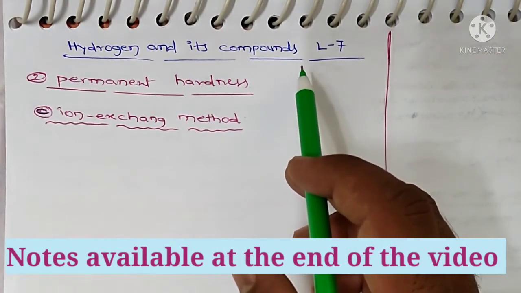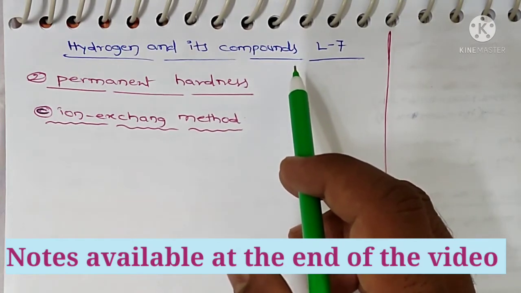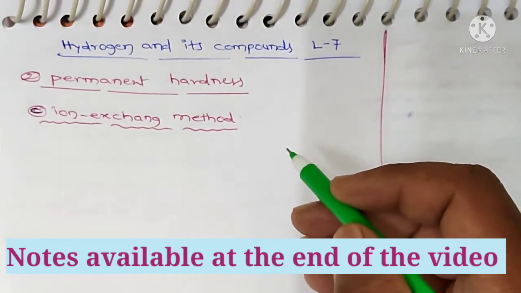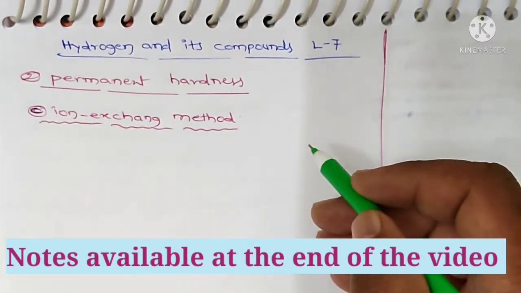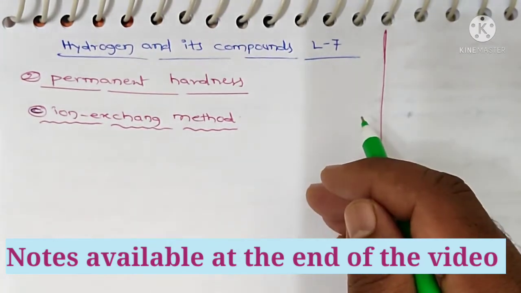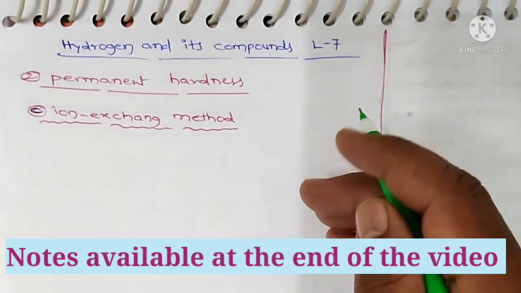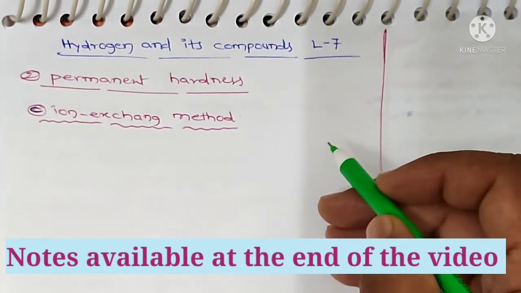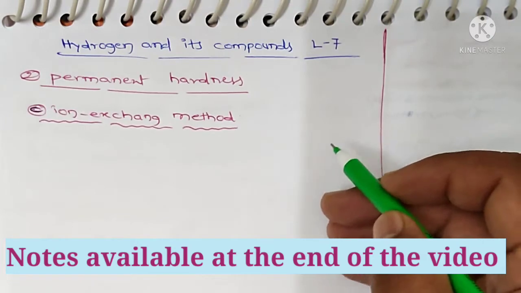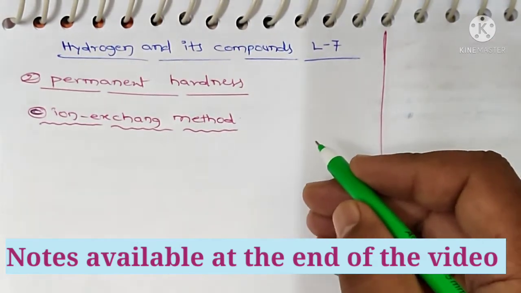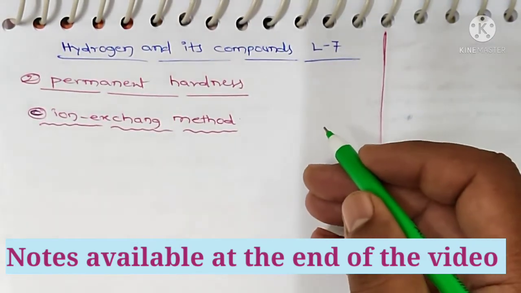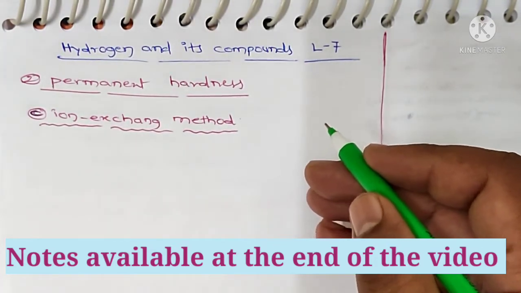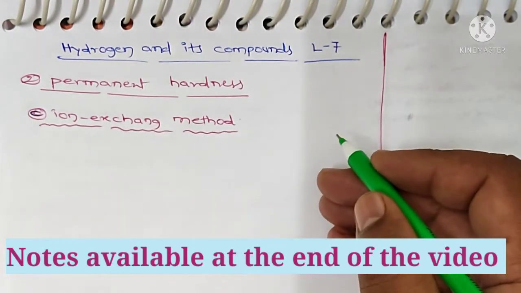In the previous lecture we already discussed soft water and hard water. So what is soft water? The water which produces good lather with soap is called soft water, meaning in soft water there are no calcium or magnesium salts. And next, hard water. The water which does not produce good lather with soap is called hard water. In hard water there are calcium and magnesium salts, and due to those salts, hard water will not give good lather with soap.